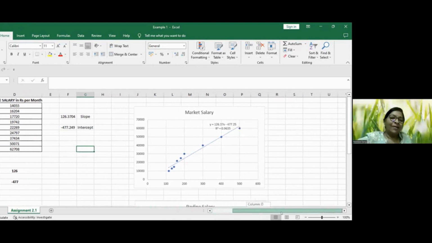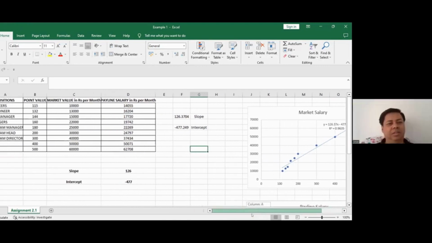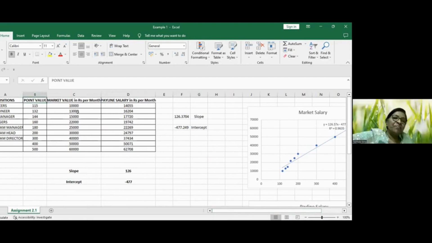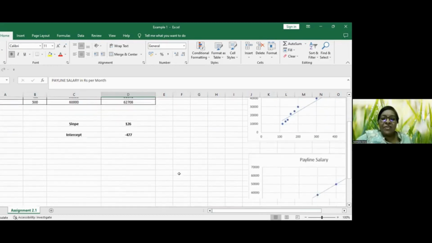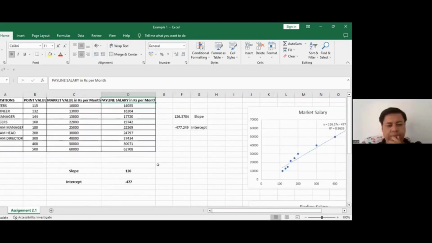We have the positions in our organizations, then we assign point values to those positions, and then the market value of those positions. I will explain all this. So here, this is the compensation data. Okay, guys? Compensation data.